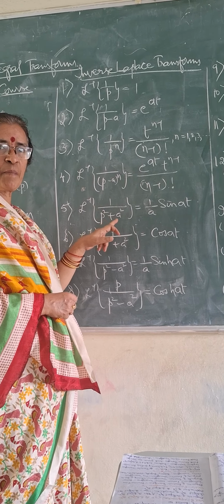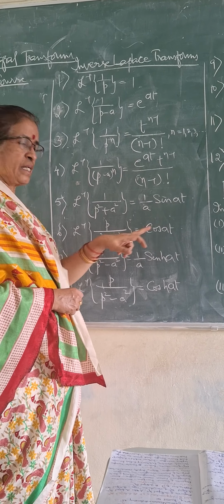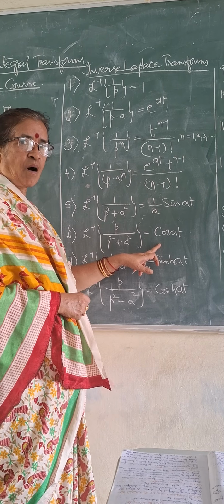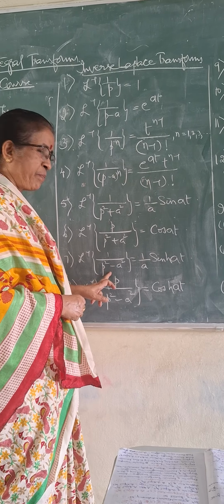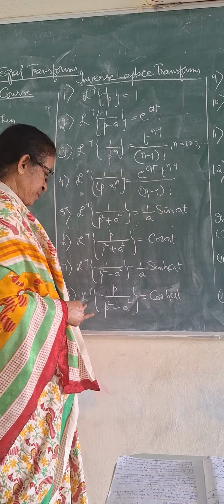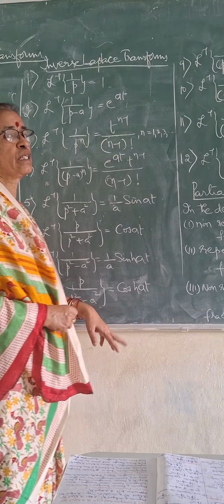And L inverse of 1 by p square plus a square equals 1 by a times sin a t. L inverse of p by p square plus a square equals cos a t. L inverse of 1 by p square minus a square equals 1 by a times sinh of a t. L inverse of p by p square minus a square equals cosh a t.